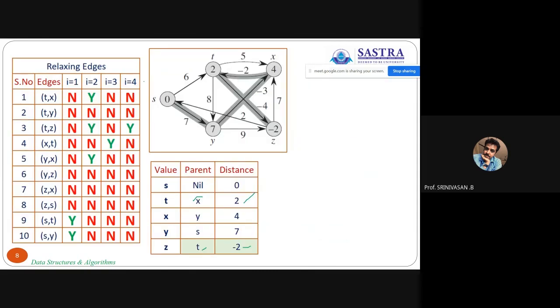So if you continue for i equal to 5, your result should all be the same. Then only your result is correct. If any of the edges requires relaxation, then your problem is unsolved. Keep it in mind. So this is the Bellman Ford algorithm. By implementing it, you have to say it does not have a negative weight cycle and print the cost like this. Suppose you give a graph with a negative weight cycle, it should report the error. Error means the graph contains a negative weight cycle, so the shortest path cannot be determined. Like that, you have to print it.